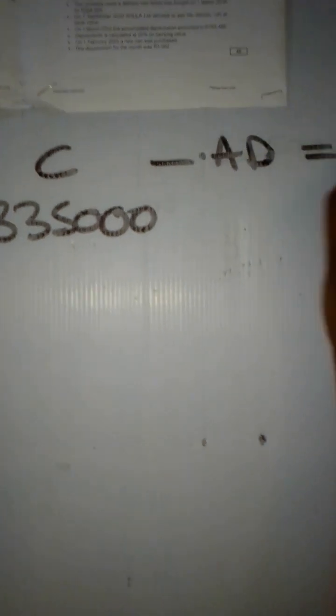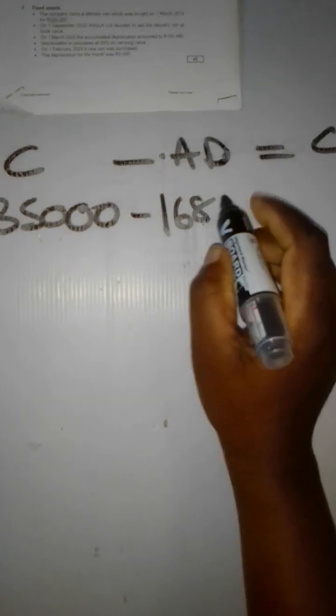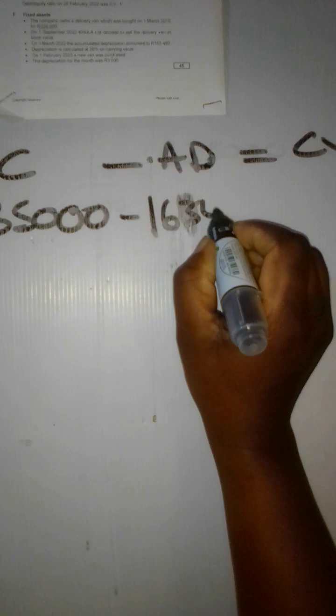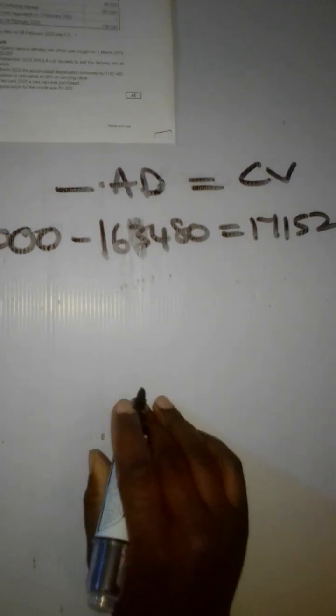Okay, let's calculate the depreciation for the asset that was sold. The cost price for the asset that was sold, remember, is 335,000. We are using the diminishing balance method, where the cost minus accumulated depreciation will give us the carrying value. Let's find the carrying value first. Minus 168,000, 163,480. Okay, and then which will give us the amount that we have already calculated there, 171,520.